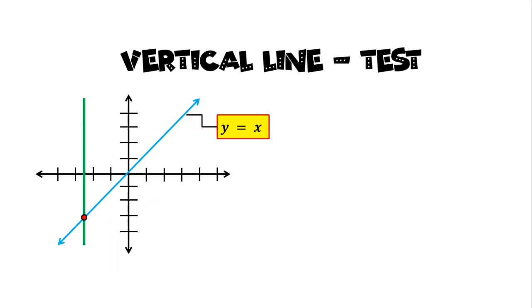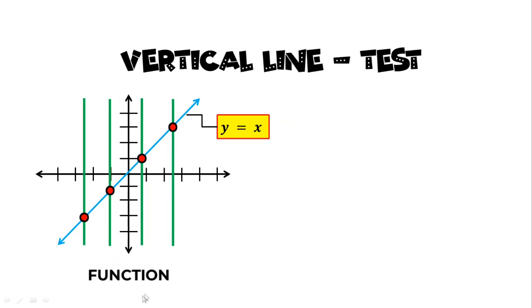At magdo-draw ulit tayo ng vertical lines. Meron tayo isa, dalawa, tatlong vertical line. Meron na tayo ngayon tatlong vertical line. Lahat sila ay nag-intersect lamang sa isang point sa ating graph. Isang point lang sila nag-intersect. So, this means this is a function. Ito yung vertical line test. Kapag nag-draw tayo ng vertical line sa kahit saang parte ng ating graph at nag-intersect lamang siya sa isang point, ibig sabihin, siya ay function.